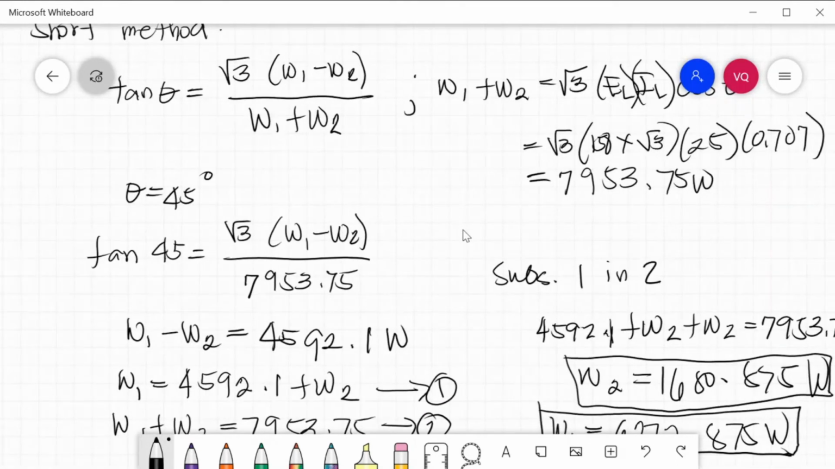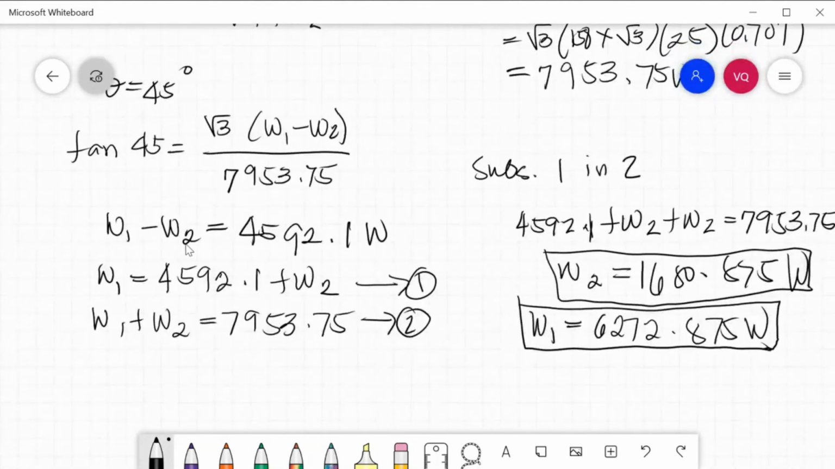And the theta now will be arc cosine of 0.707, that is 45 degrees. So, tan 45 is equal to square root of 3 times wattmeter 1 minus wattmeter 2 divided by 7,953.75. So wattmeter 1 minus wattmeter 2 is equal to tan 45 times 7,953.75 divided by square root of 3, that is equal to 4,592.1 from this equation.